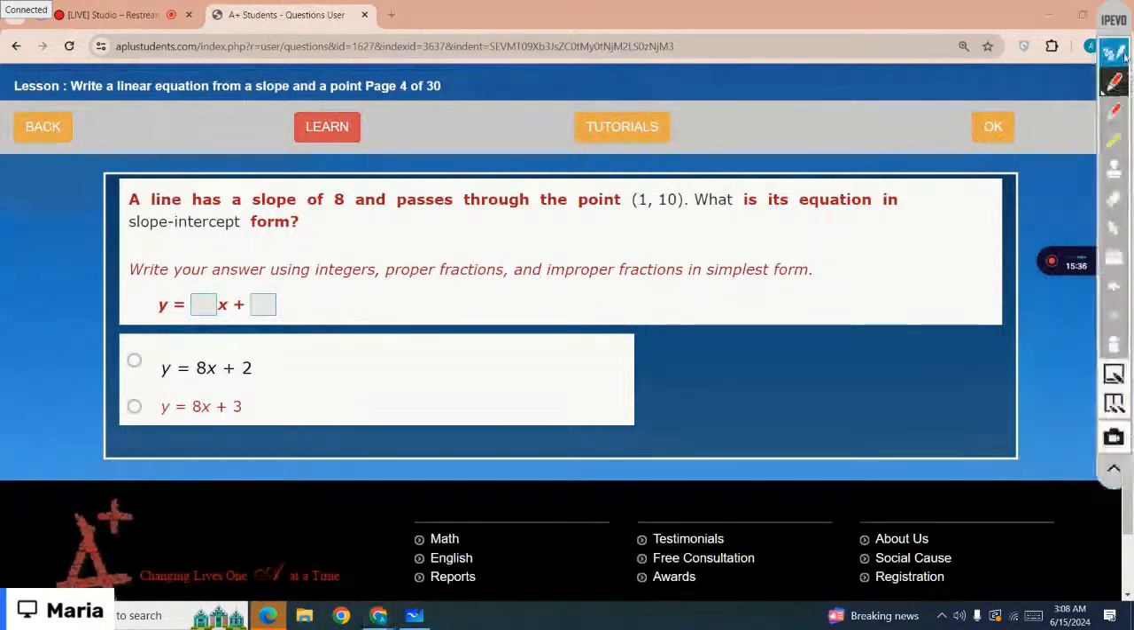So the point is 1, 10. Just use the point and the slope and calculate the equation. Y equals mx plus b. M is 8, x is 1, y is 10. That is 10 equals 8 times 1 plus b. So b equals 10 minus 8, that is 2. So the equation is y equals 8x plus 2. The correct option is y equals 8x plus 2. Option number 1 is the correct option.